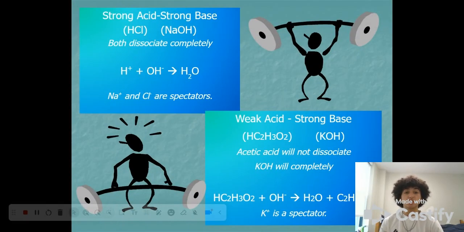Notice the acetic acid is written intact on the left because it's weak and didn't dissociate. The OH- is what pulls the proton away from it. The key rule here is that strong electrolytes are written as ions in net ionic equations. Weak electrolytes are written as intact molecules. Solids, liquids, and gases stay as intact formulas too.